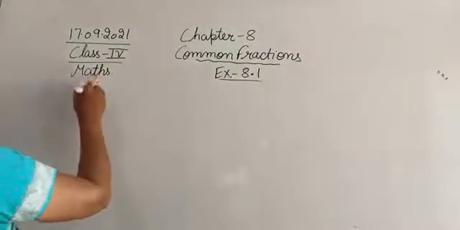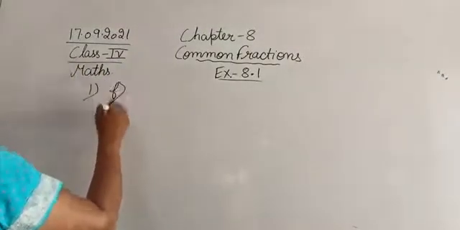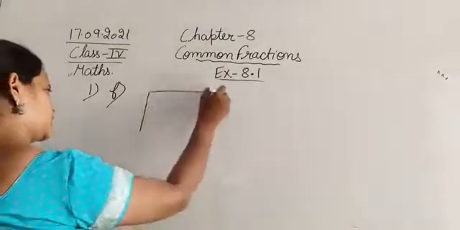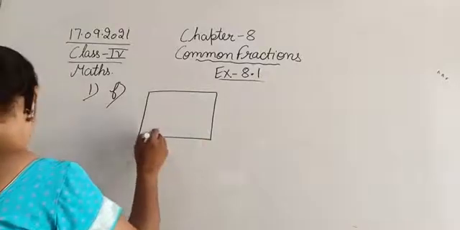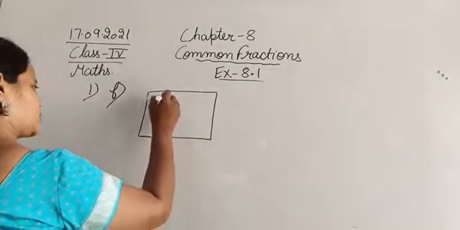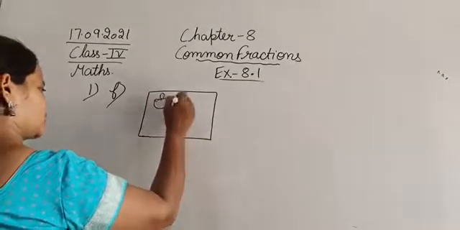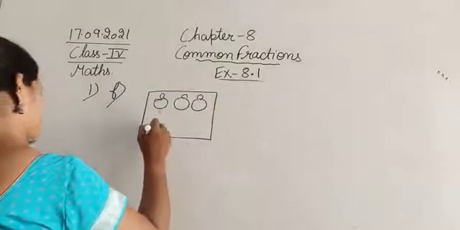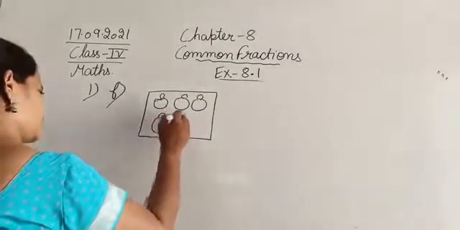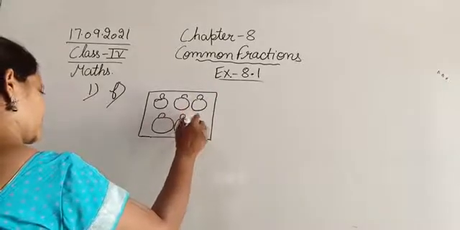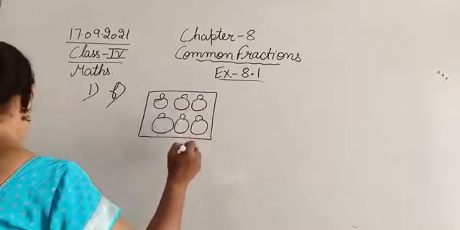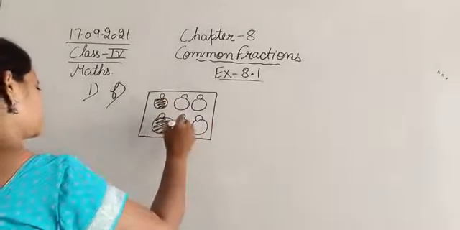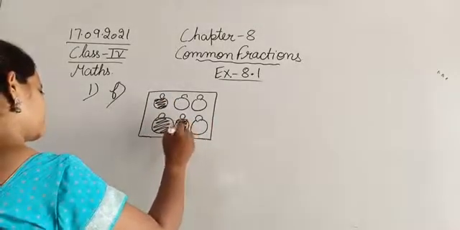Okay, first F, the collection is given here: 1 tomato is here, 2, 3, 4, 5, 6, and these 3 are shaded, 1, 2, 3.